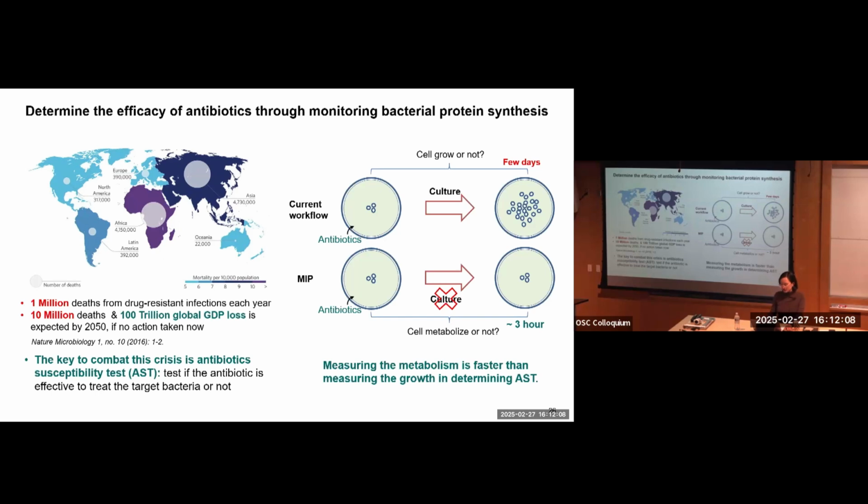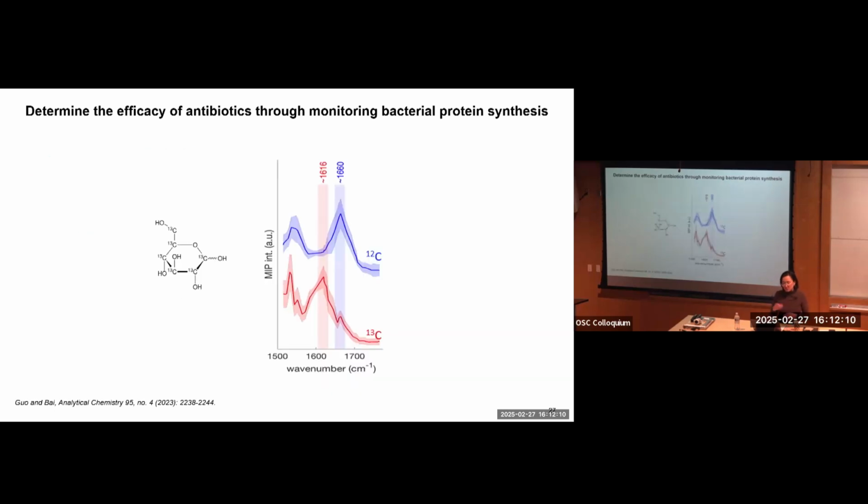And we achieve this by monitoring the protein synthesis inside the bacterial cells, and the probe we're using is called carbon-13 glucose. So basically, we're monitoring whether the bacteria will uptake glucose and convert that into protein. In carbon-13 glucose, all six carbon atoms of normal glucose are replaced with carbon-13 atoms, and we're monitoring the protein synthesis at the protein amide I band, which is around 1660, remember.